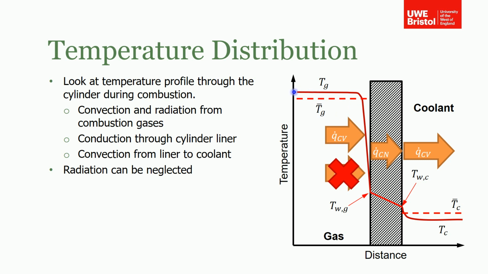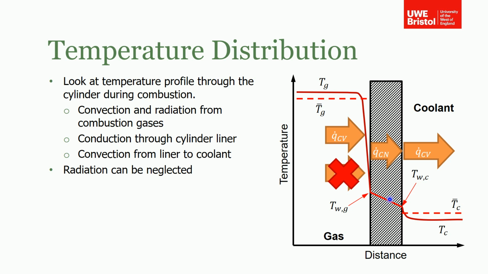So let's look at the temperature profile. The temperature starts off at the bulk gas temperature, which is the temperature of the products once they've combusted in the engine. And as we get near to the wall, we get that characteristic shape, which is due to the thermal boundary layer, where the temperature of the gas drops to the wall temperature. So this is the temperature of the wall on the gas side, and that temperature profile is governed by the convection.